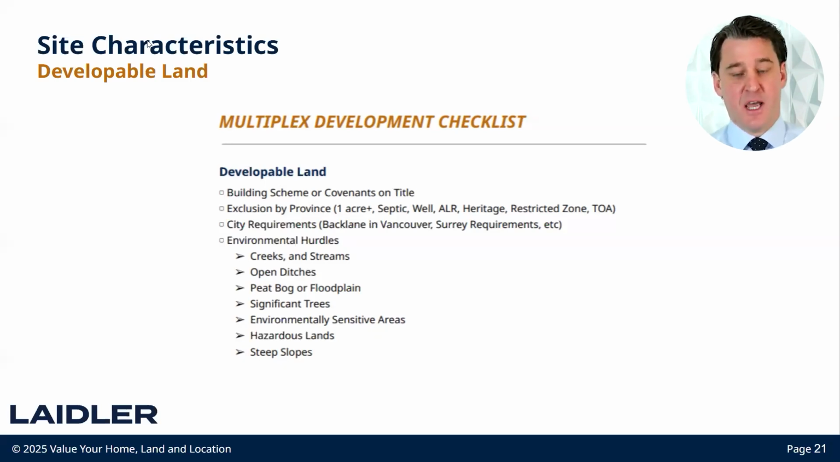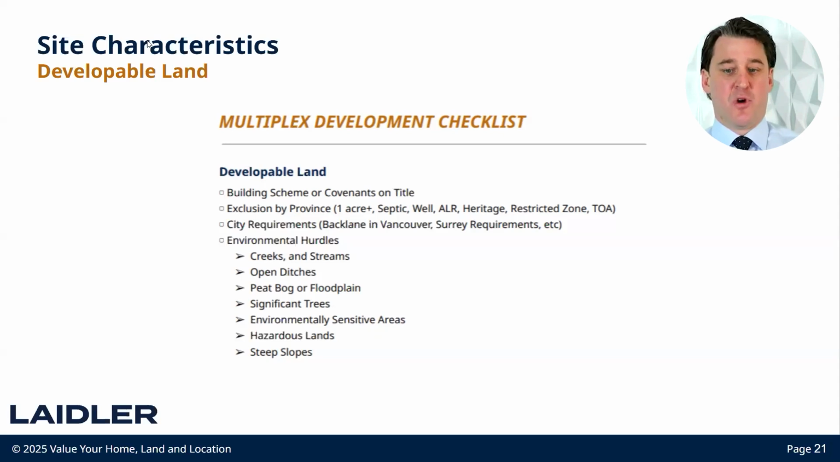There has been an example. Adil Dinani has worked with a client to get a building scheme removed from title on a property in the Government Road area, but it is a legal process. And there's a number of factors, including how many other owners are named in that covenant, that will dictate whether you can remove that restriction or not.